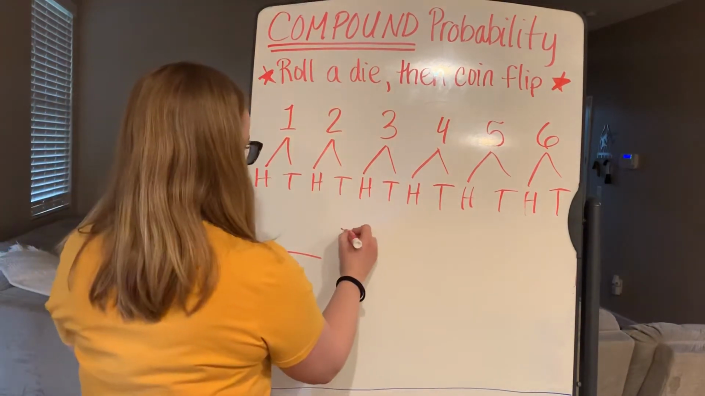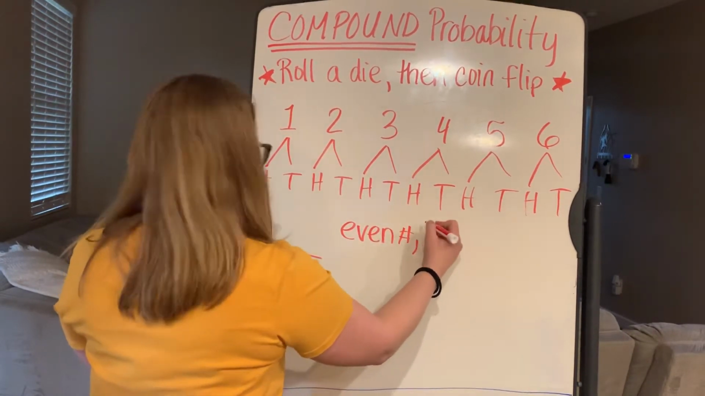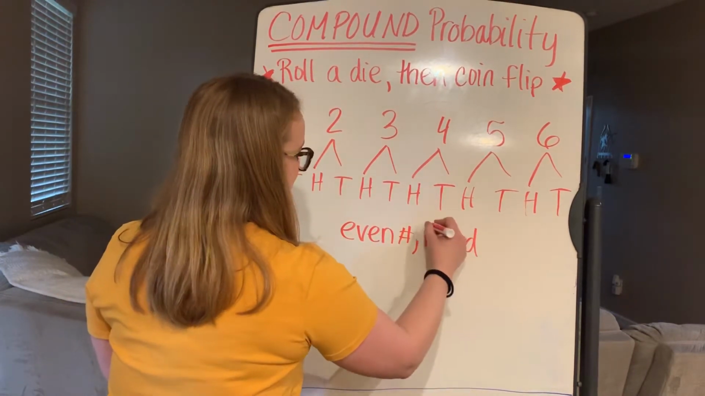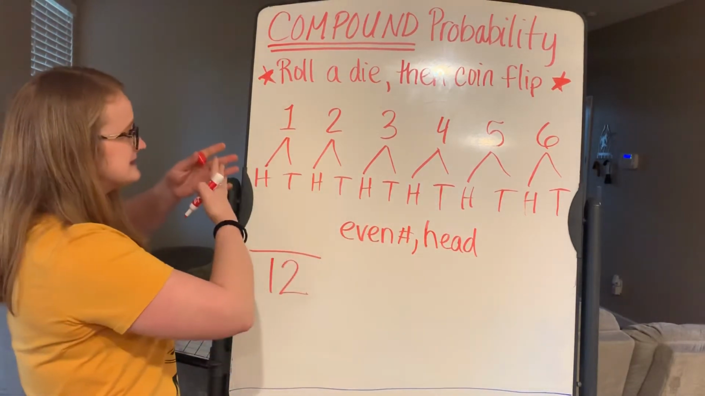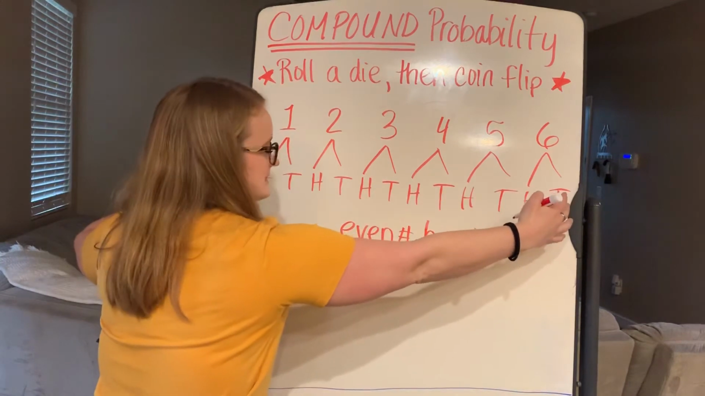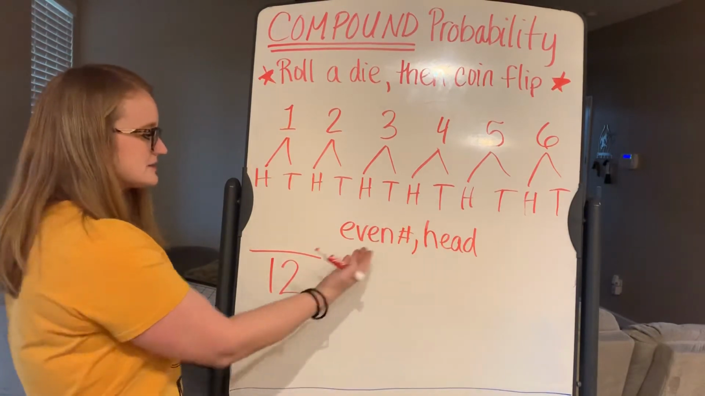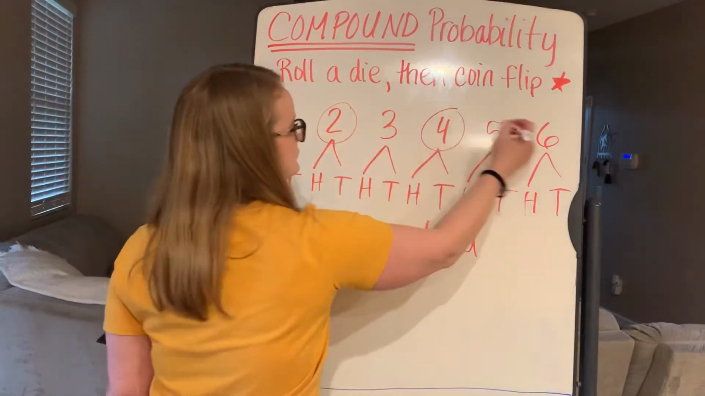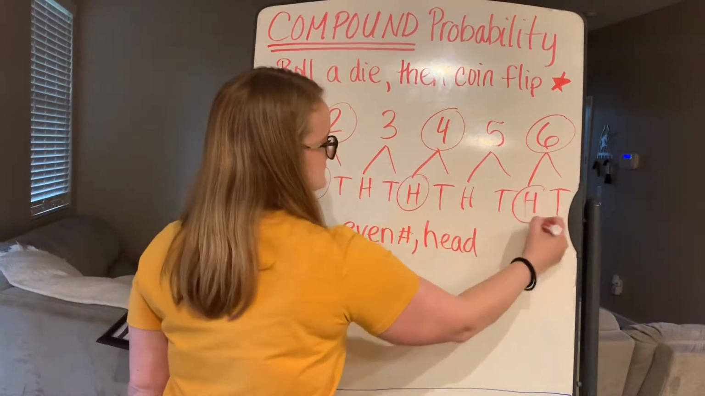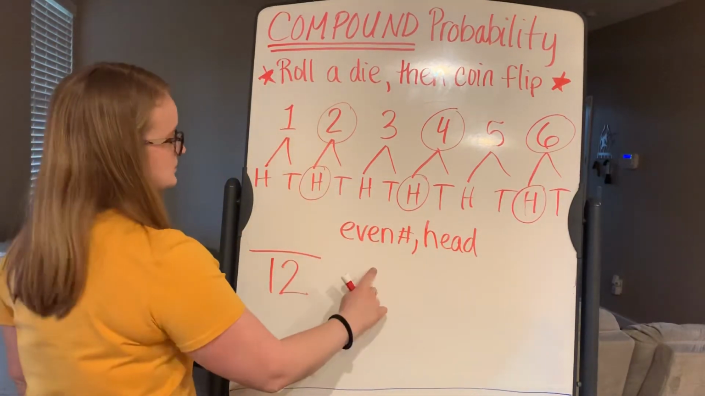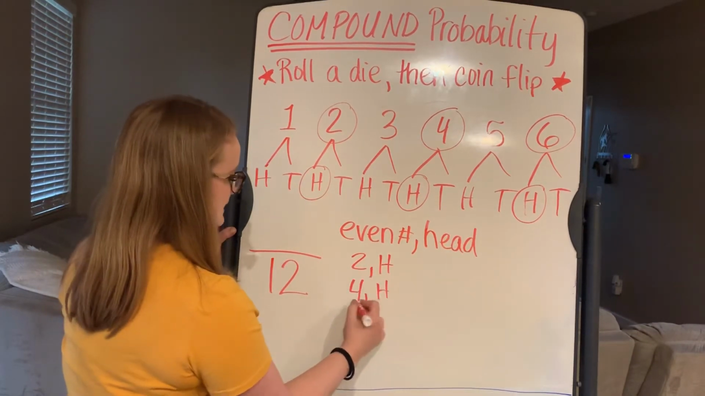Your first one is they want you to find the probability of an even number and then flipping a head. All right? So, how do we do that? How do we find how many times, in this entire amount of possibilities, this happens? How many times can we get an even number and a head? Well, let's start with the first one. Even numbers, 2, 4, and 6, and then heads off of each of those. So that means to satisfy this situation, we can get a 2 and a head, a 4 and a head, and a 6 and a head.